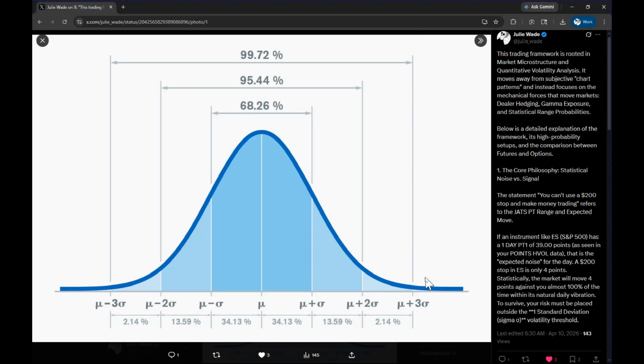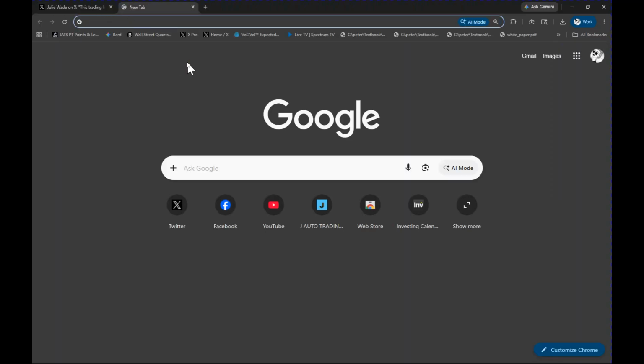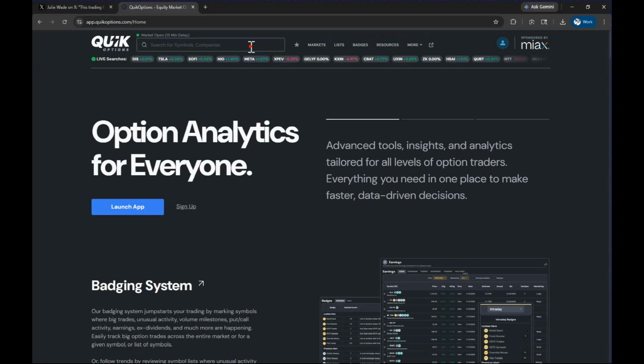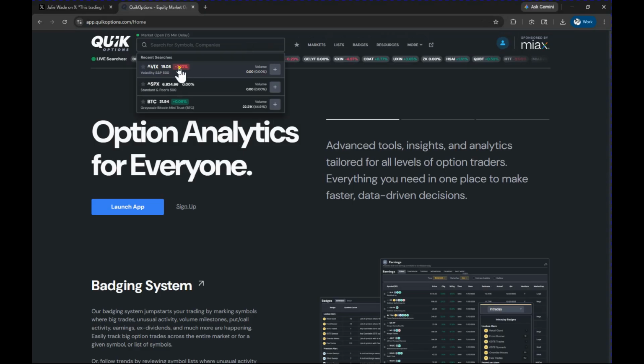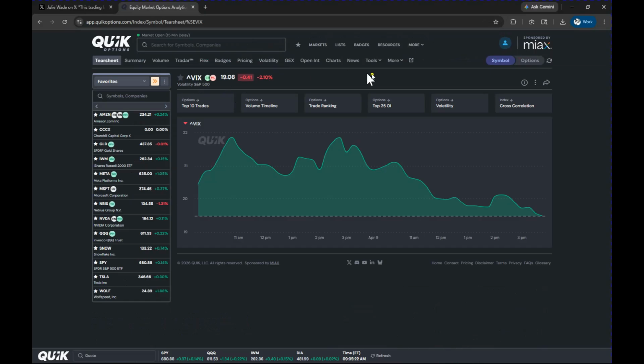So, are the market makers gamma short or are they gamma long? Once you can understand that concept, you can come over to, like, your Quick Options and quickly see. You can register for free and get a lot of this for free, but they have a very reasonable monthly subscription that I highly recommend. But definitely check it out.